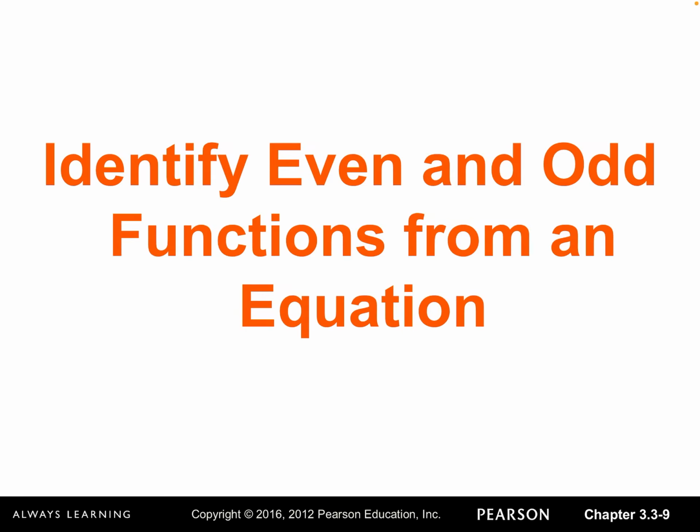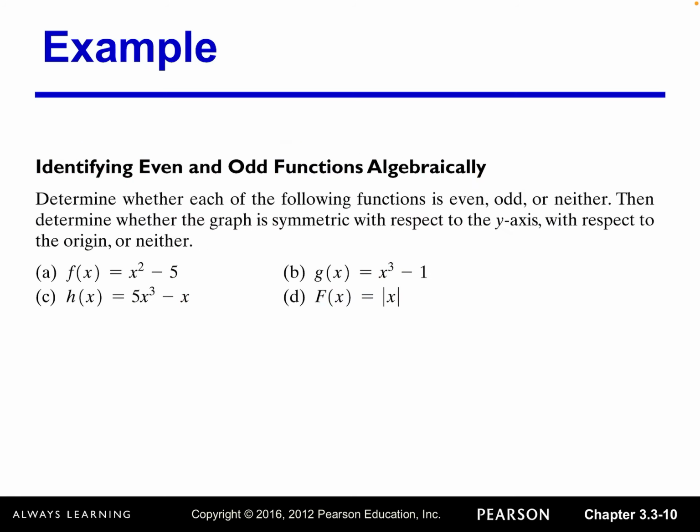Next, let's look at how to identify even and odd functions from its equation. So we have 4 examples here, okay? So let's do one by one. A function f of x is defined as x squared minus 5. Okay, so how to determine whether it's an even or odd function?